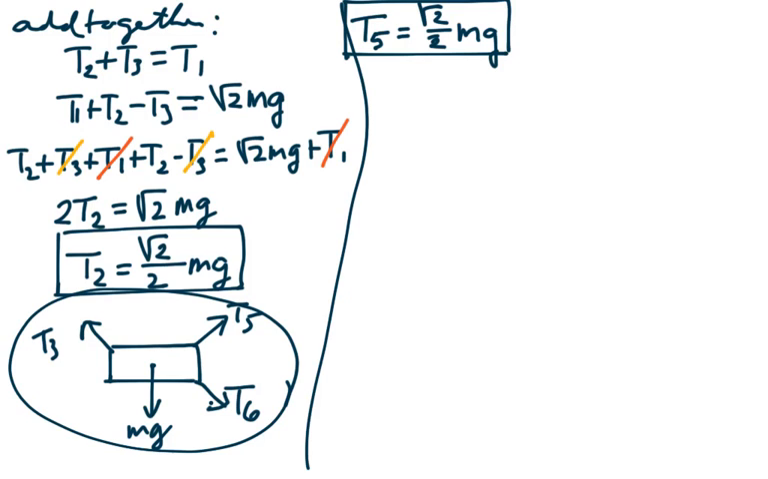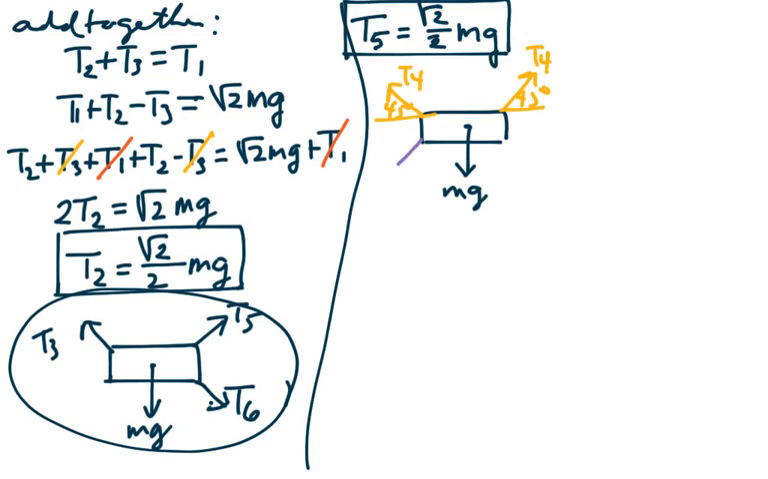Sounds good. Well, if we look at the very top middle, we can do a free body diagram of that mass. In the very top middle, we have T4 going up like this at a 45-degree angle, and then another T4 going like this at a 45-degree angle, and then we had T5 going down like this at a 45-degree angle, and over here at a 45-degree angle.